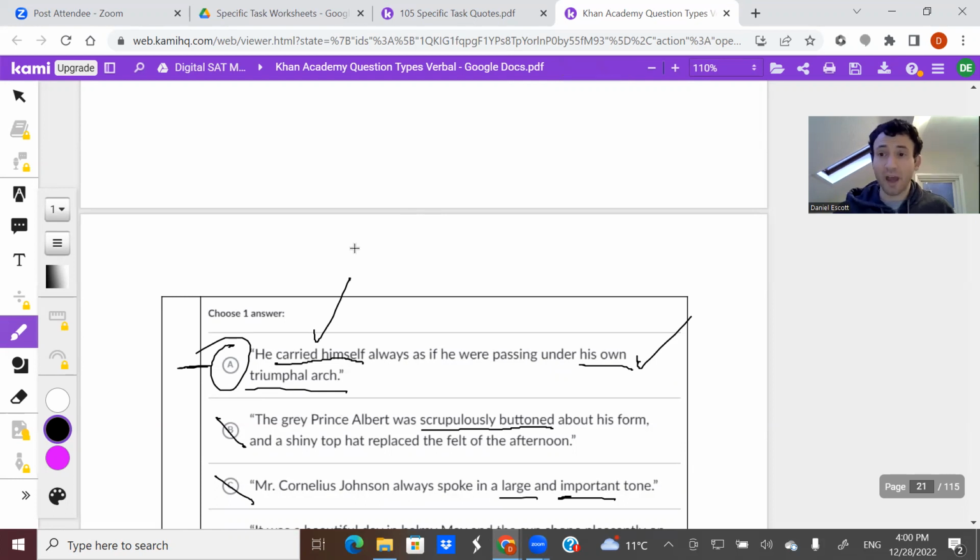Okay. Anyway, good luck on these quote questions. That's your technique. Always make sure that the quote completely supports the claim.